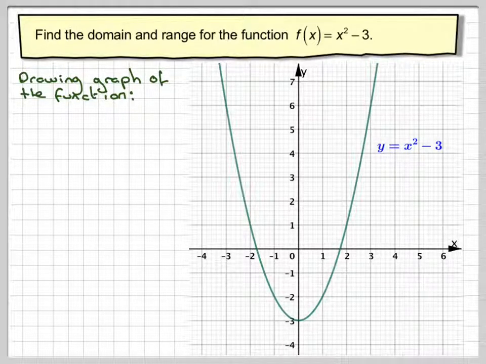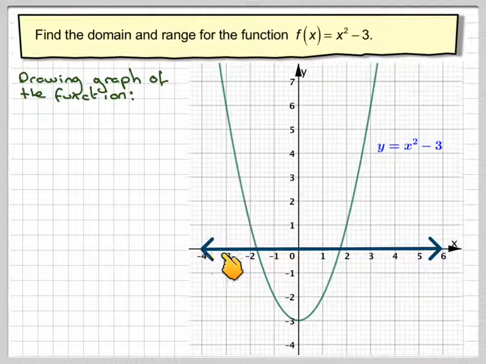Now you should ask yourself this question. Are there any values of x that I cannot put into there and get a result? And the answer is no. You can put every single real value of x into that and you will get an answer. So the domain will be all the values of x. So the arrows here and here mean that they carry on evermore that way and evermore that way.